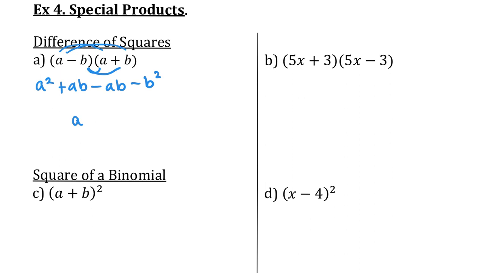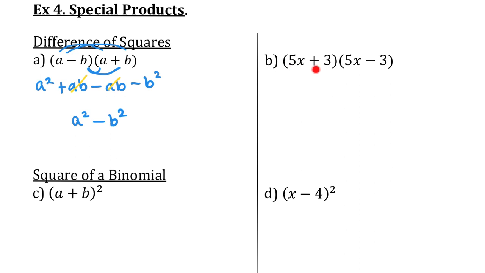Okay, a squared, the ab and the minus ab cancel. Minus b squared. So this is called a difference of squares because I get a squared, difference is minus b squared. So if it's of this format, (a minus b) times (a plus b), your answer is always going to look like this. So you could sometimes skip a step in order to get that answer.